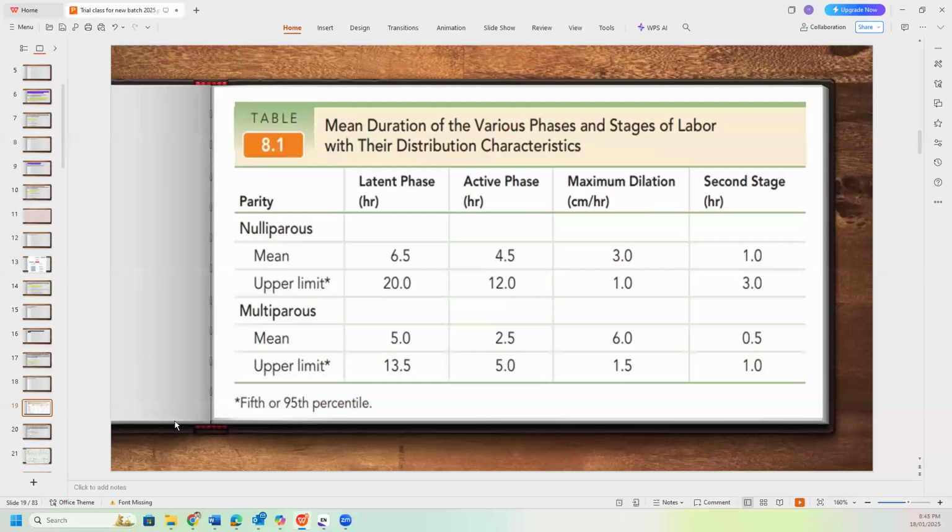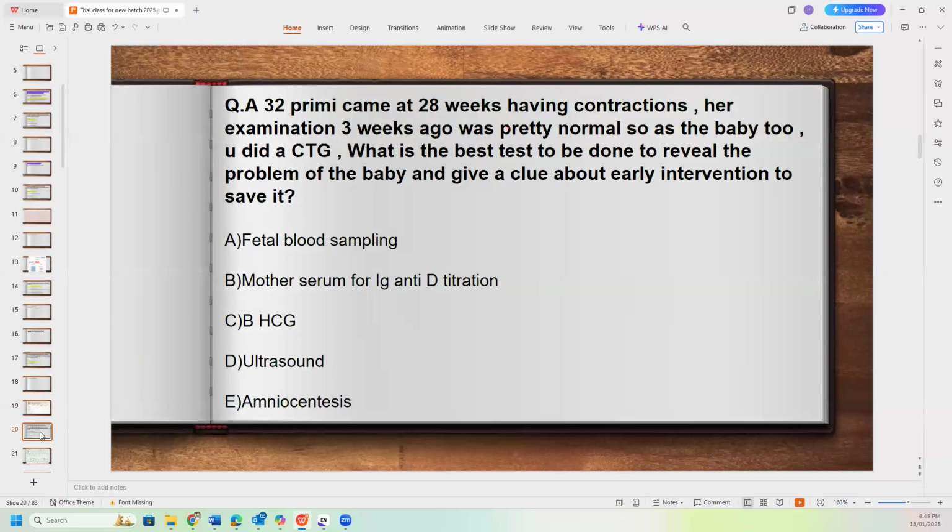It's quite different in multiparous women. The multiparous uterus is already aware of how to birth, so it takes less time as compared to nulliparous women. Clear, guys? Any questions? All right. Let's move on to our next question.